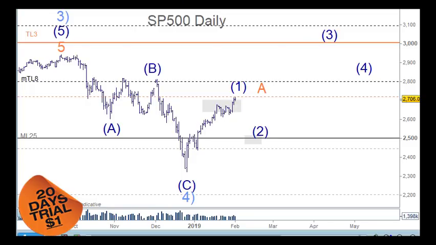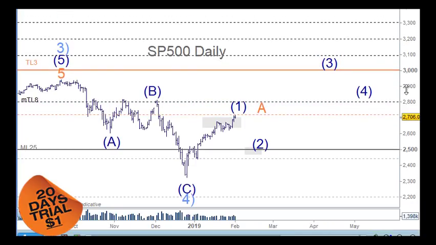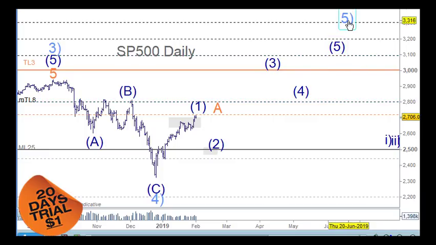Welcome to Trading Lounge and the US Indices for the 4th of February, starting with the S&P on the daily chart here. So we know that this move down through here is corrective, so we can label it wave 4, and our primary count to the upside is wave 1 and 2, 3 and 4, and then moving up for wave 5 of 5 here as such.